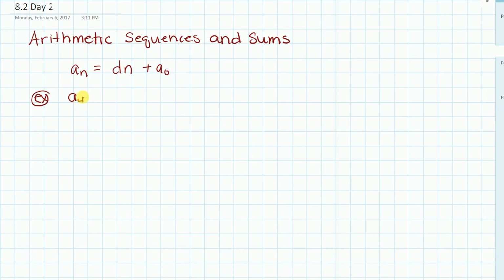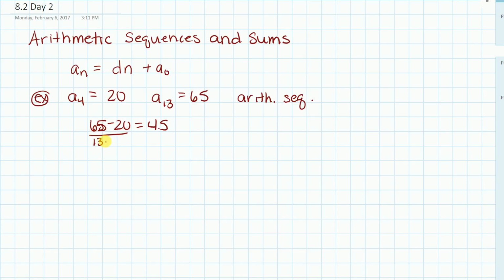So this time we're going to know the fourth term, which is 20, and the 13th term, which is 65. And I do need to tell you it's an arithmetic sequence or you won't be able to do the problem. Alright, so if we have the 13th term and the 4th term, we have 65 minus 20, so we know we have 45 to cover. And we're going to be adding the same thing every time. And 13 minus 4, we have 9 terms to do it in.